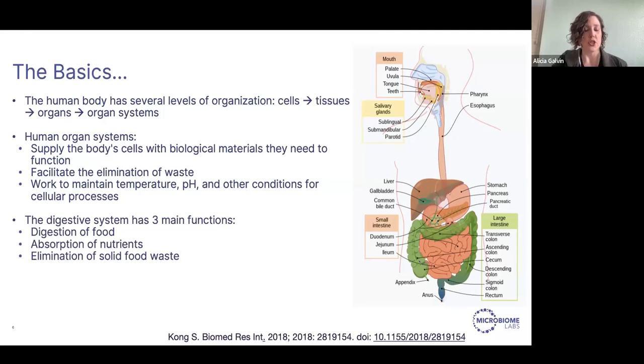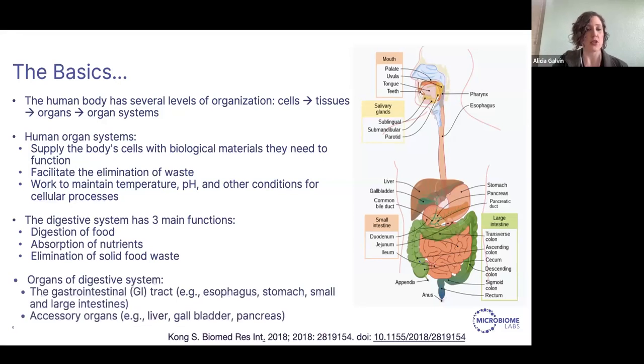When we're talking about the GI tract and digestive system, from a functional standpoint, it's really about digesting food, assimilating and absorbing those nutrients, and then helping to eliminate solid waste. We're going to talk a lot more about the immune system and some of the other things that are part of the digestive tract, but those are the main 3 functions.